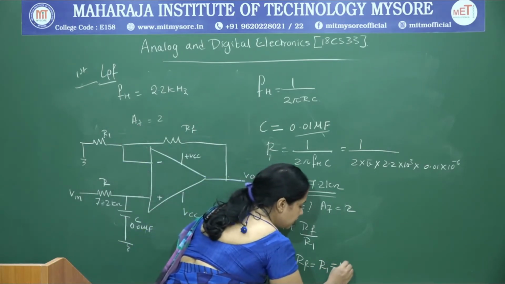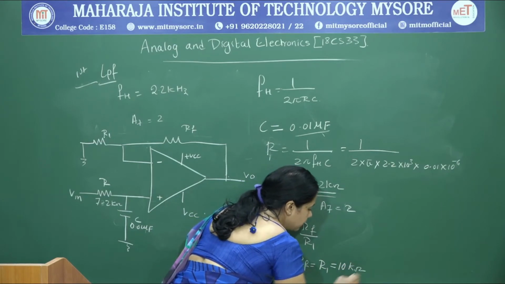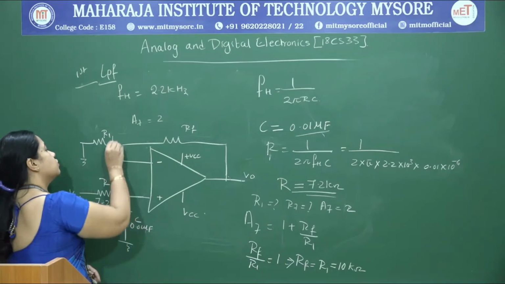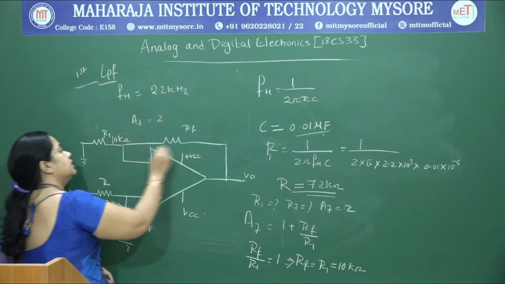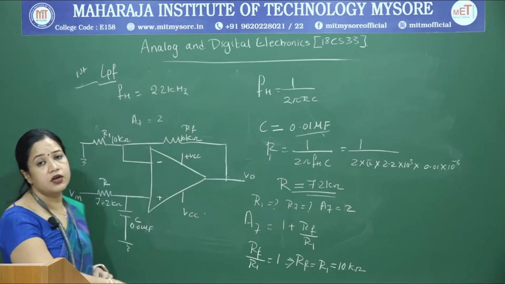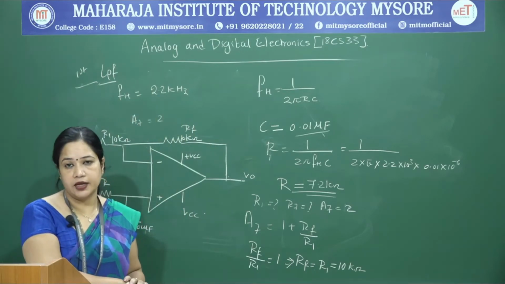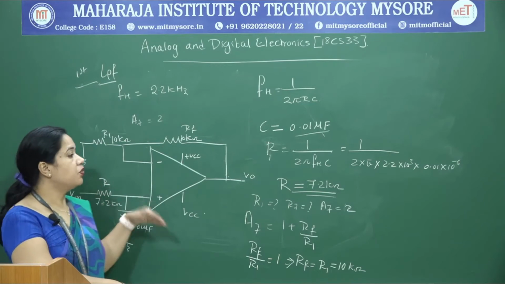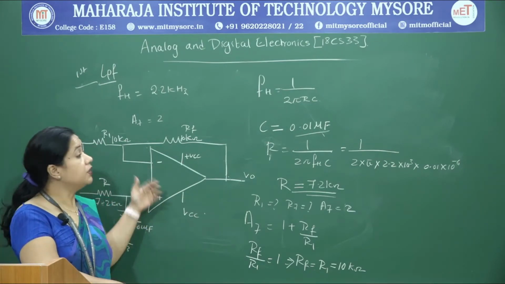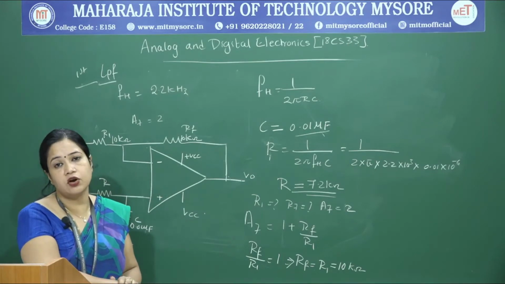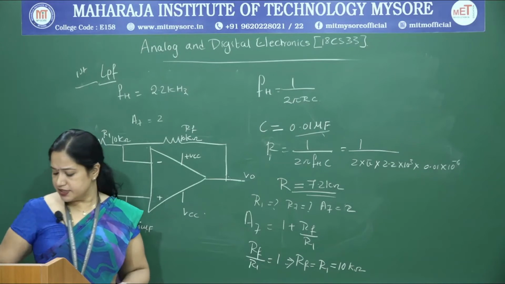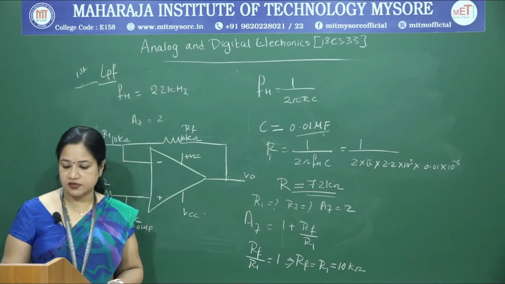So let me choose depending on the availability. If I have a 10 kilo ohm, I would go with 10 kilo ohm equal resistances. Thereby this is one design solution for the given cutoff frequency and pass band gain. With this discussion, we will go with another example, the next second order filter. We will take up the design of a second order low pass filter.